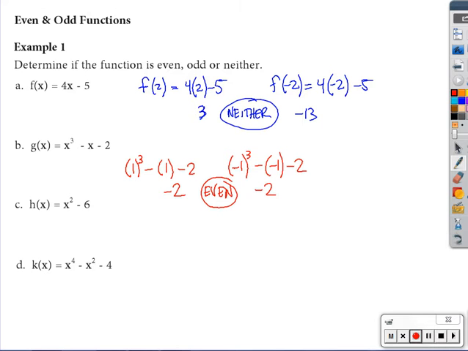Next, I have h of x. So if I plug a 1 and a negative 1 in here, so 1 squared minus 6, negative 1 squared minus 6, I get negative 5 and negative 5. Therefore, this function again is even because those two numbers are equal to each other.